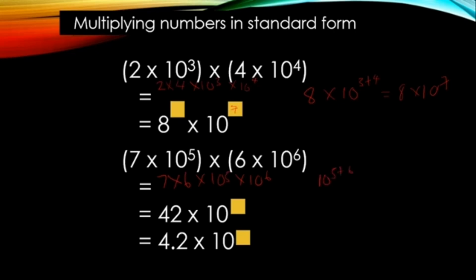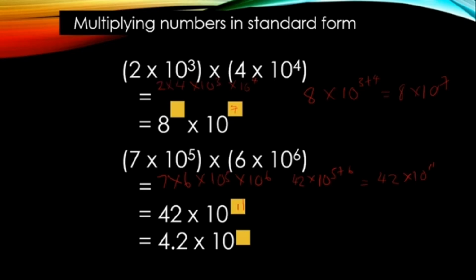This gives us 10 to the power 5 plus 6, giving us 42 times 10 to the power 5 plus 6, 11. So our number here would be 11.